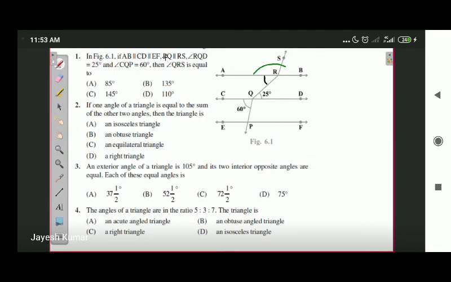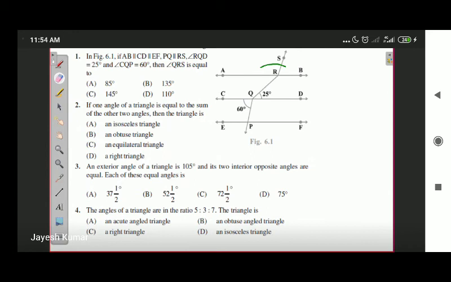So first of all, these two are a pair of alternate interior angles. Once again, these are objective type questions. I am not going to write the full solution. I am just going to point out the correct answer along with a little bit of solution. These two are a pair of alternate interior angles. That means this angle is also 25 degrees. Okay.